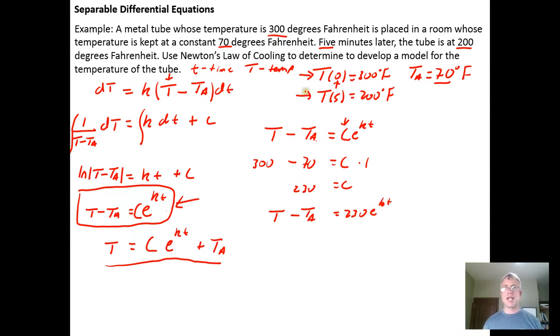then we take the second piece of information, the piece right here, and we plug in 5 minutes and 200 degrees Fahrenheit, so we get 200 degrees Fahrenheit minus that ambient temperature of 70 degrees equals 230 times e to the k times time is 5. So we get 200 minus 70, that's a 130.